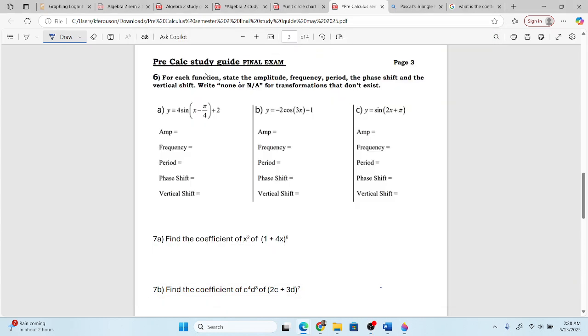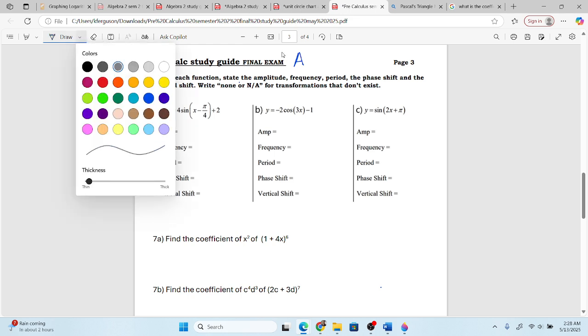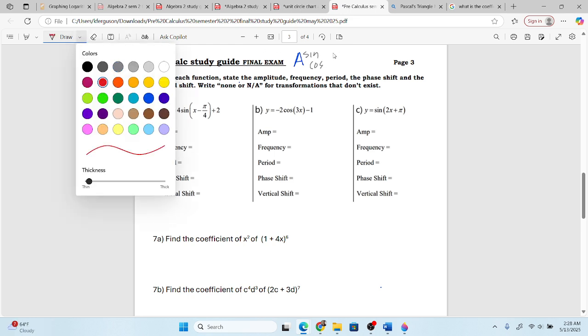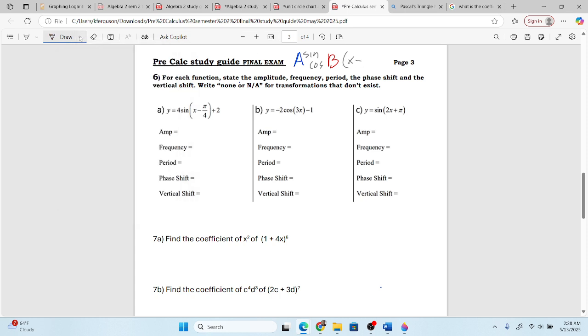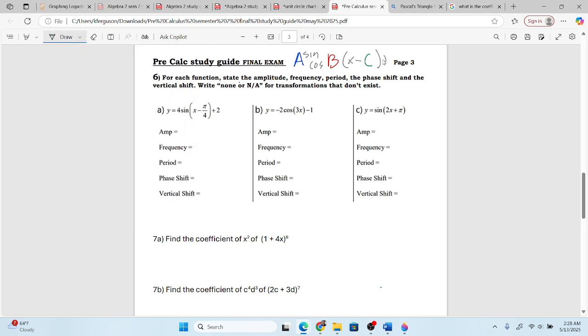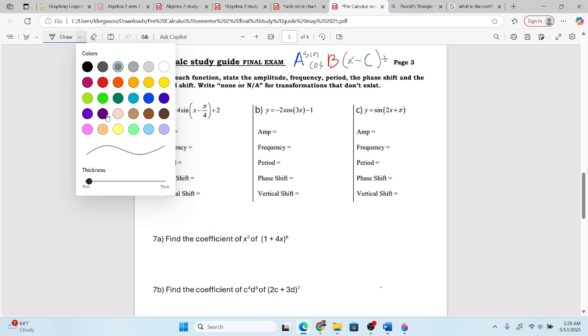All right, so we're talking about this stuff. So that's A sine, cosine of B times x minus C plus D.